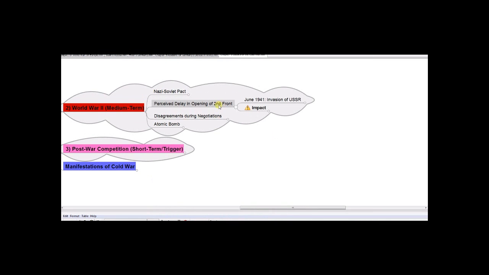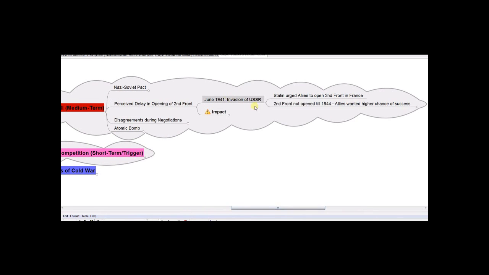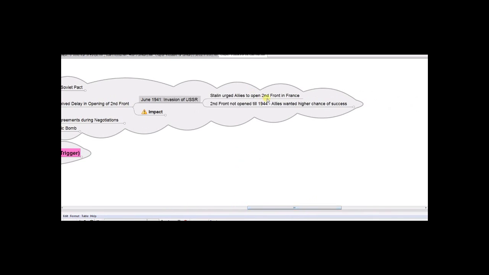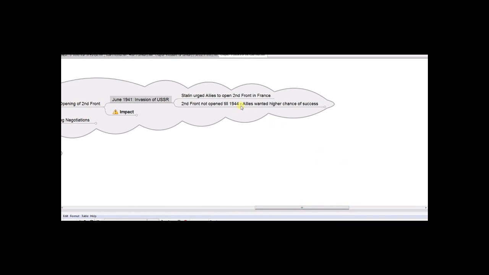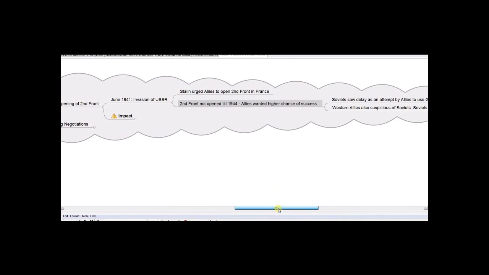However, there was a perceived delay in the opening of the second front. Although Stalin urged the Allies to open a second front in France, this second front that we talked about was not opened till 1944 with the D-Day landings itself. The Allies wanted a higher chance of success and therefore delayed the invasion of Normandy, the D-Day landings, for about 3 years actually.